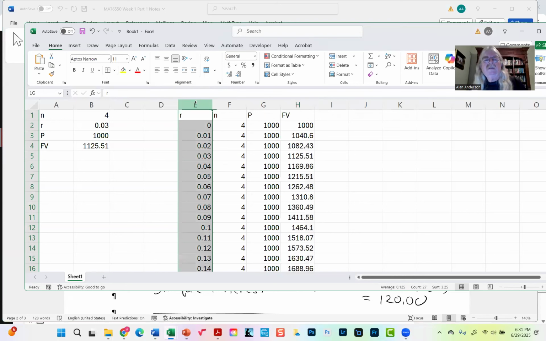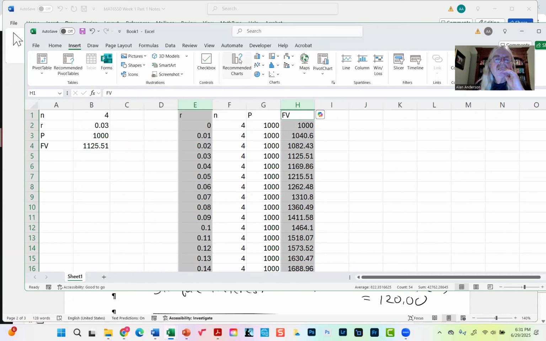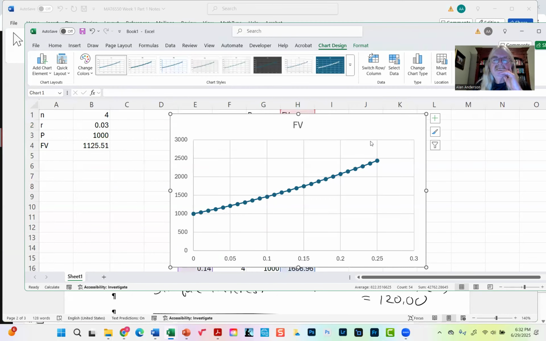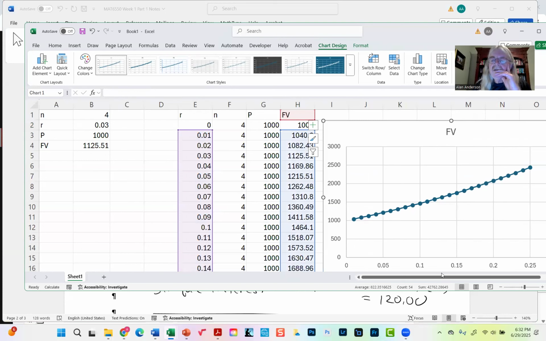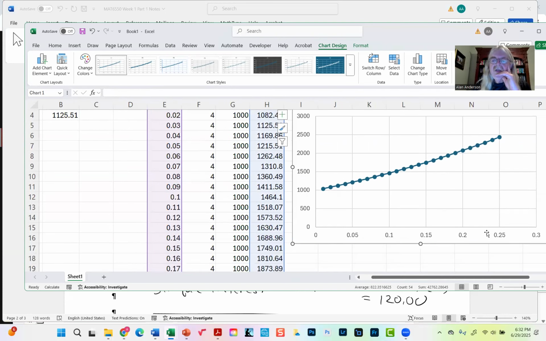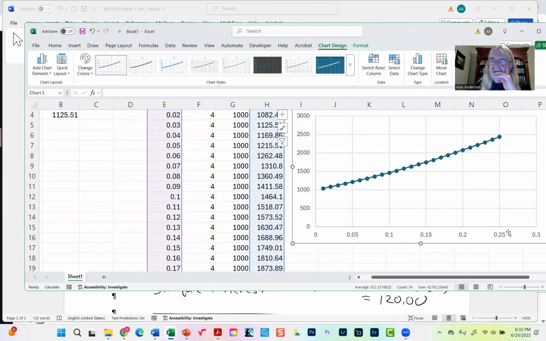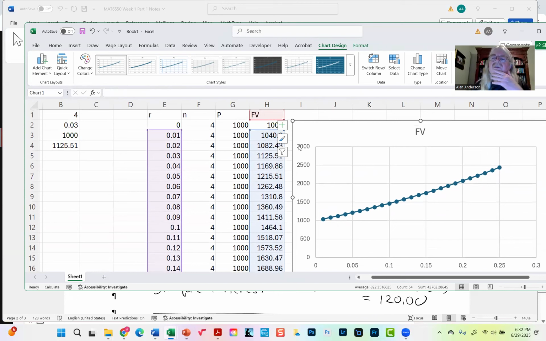And so what I'm going to do now is insert a graph. And you'll see that it's not a linear relationship. So in other words, as the interest rate goes up, that would be our independent variable, or X. The future value is the dependent variable, or Y. And if you notice, it's increasing, but not at a constant rate. It appears to have a first and second derivative that are both positive.